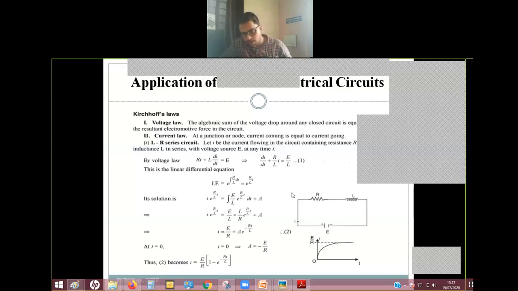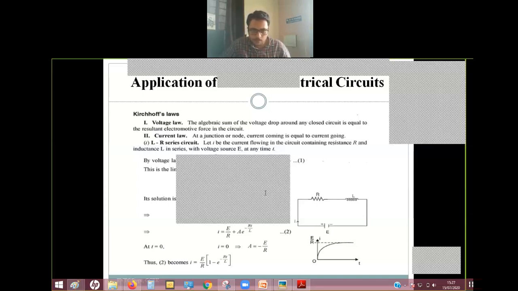Now we have already seen, please tell in chat box, what is the voltage across resistor? What is the voltage across resistor? Yes. What is the voltage across inductor? VL is equal to, yes, L di by dt.